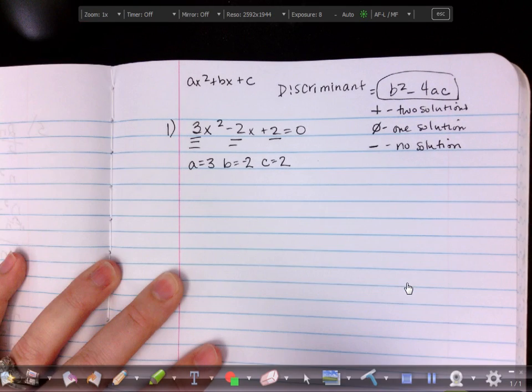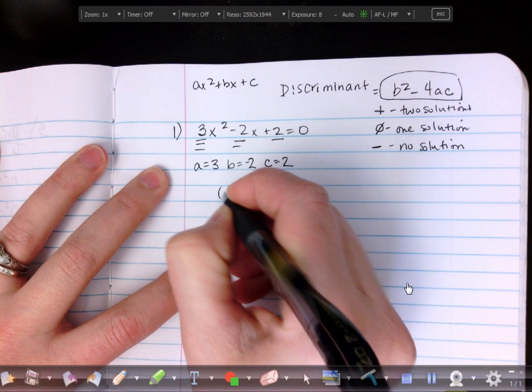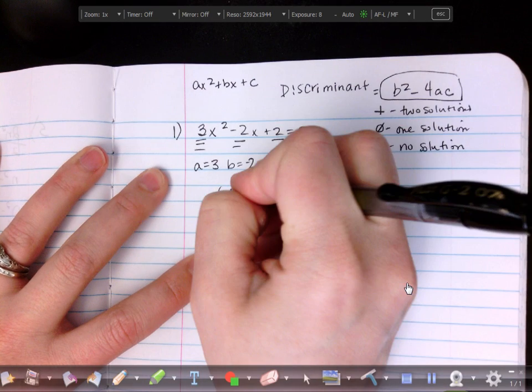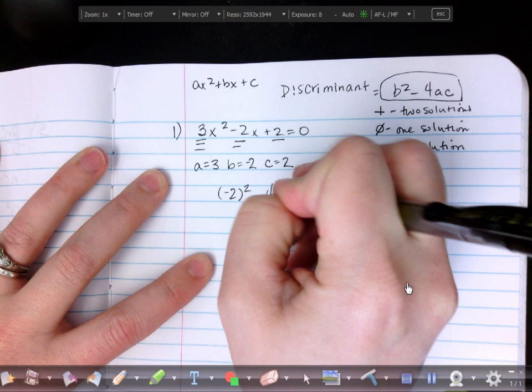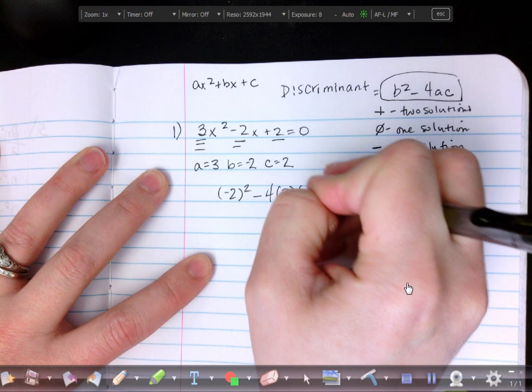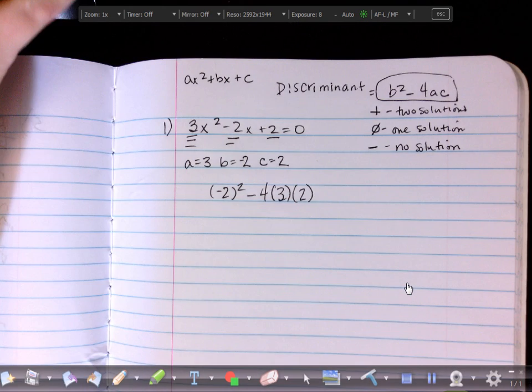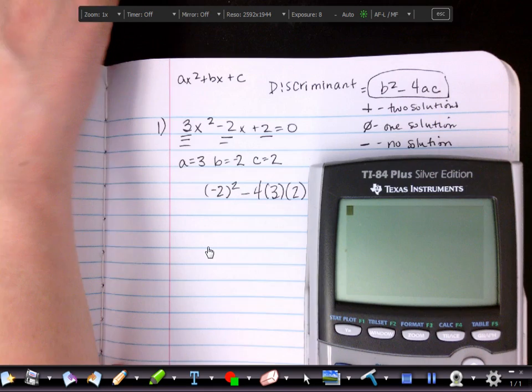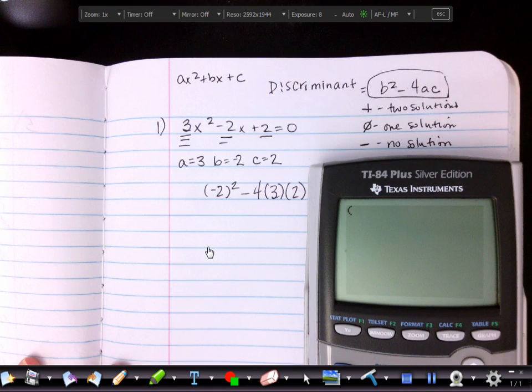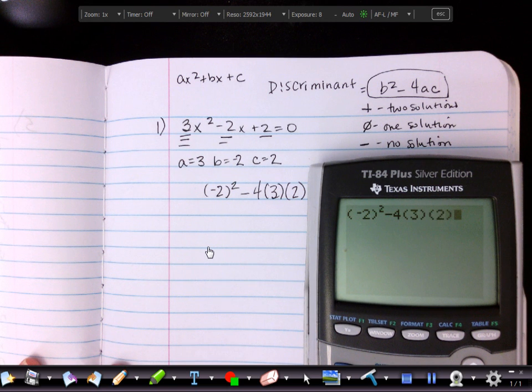All right, so my B is negative 2. The formula says I'm squaring that, minus 4, and then my A is 3, and my C is positive 2. So at this point in time, all I have to do is type that into the calculator and hit enter. So I'm just going to go ahead and type this in. And that's going to give me negative 20.